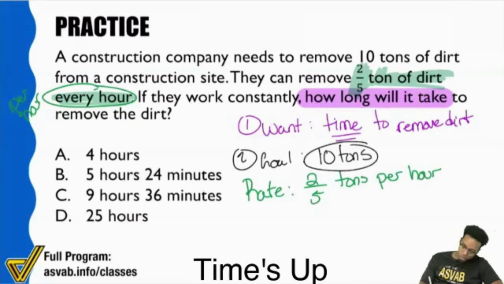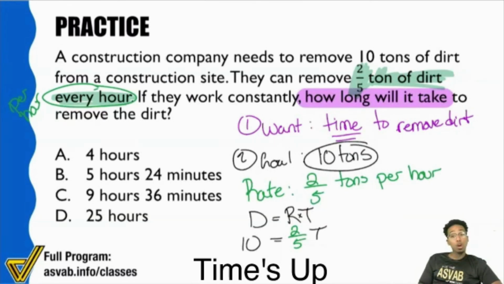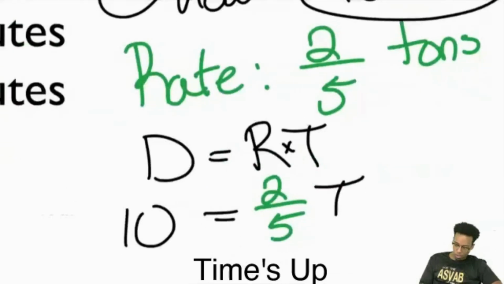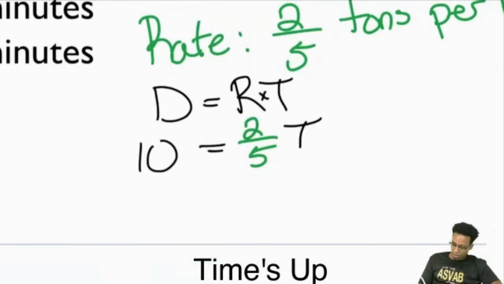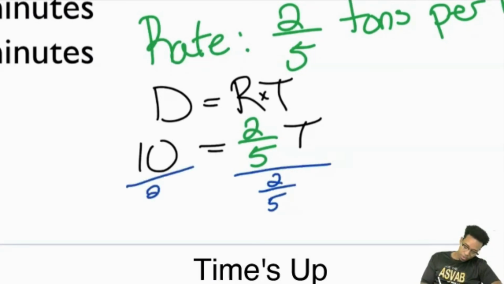Our goal is 10 tons. D equals R times T. So the goal is 10 tons. The rate is 2/5. And time is what we're looking for. So if we solve this, we're good. And once you solve this, to do this, you have to divide both sides by 2/5.